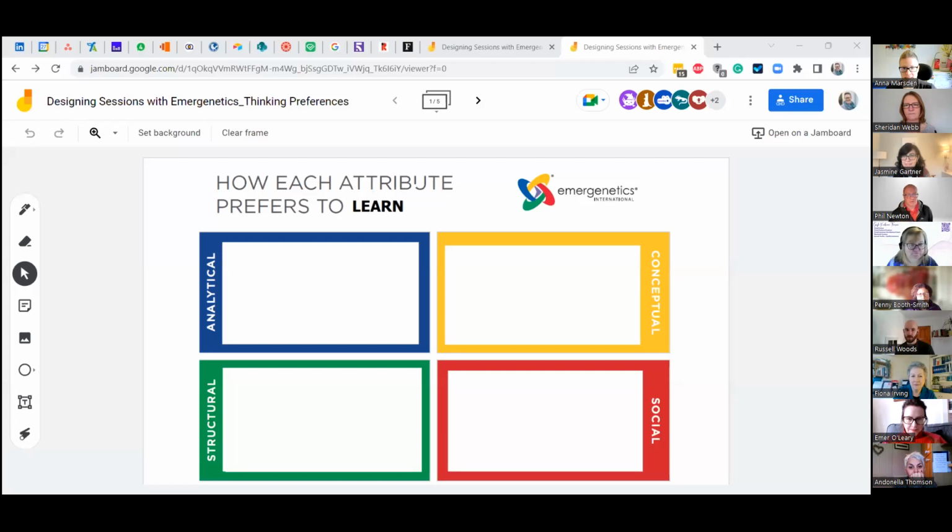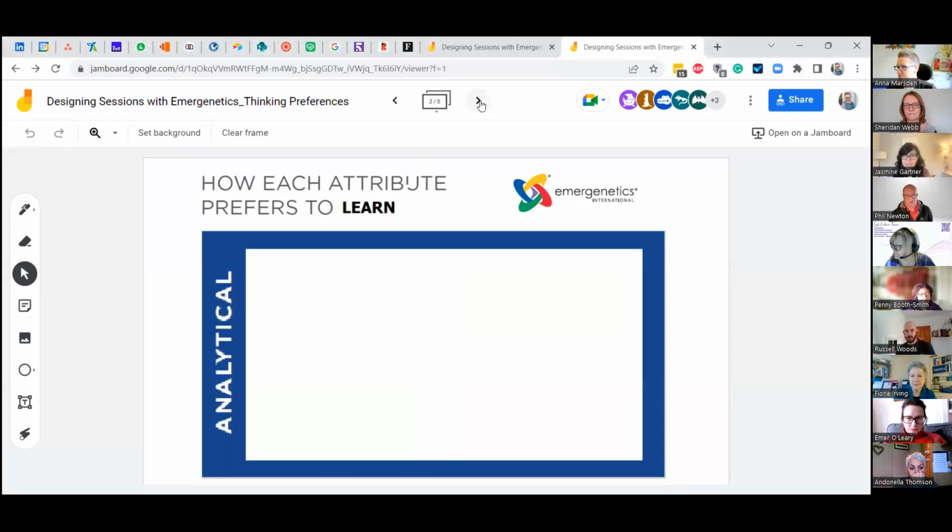And then I'm going to pop you back into the same breakout session. It's not a problem, Sybil. And I'm going to pop you in for 5 minutes again. And your question is, how does each attribute, analytical, structural, social, and conceptual, how do they prefer to learn? How can you hook them into some content? What are the default ways, what's the low-hanging fruit? How can you hook them in based on their thinking attributes, their preferences? So 5 minutes, 15 seconds countdown in the same groups again.